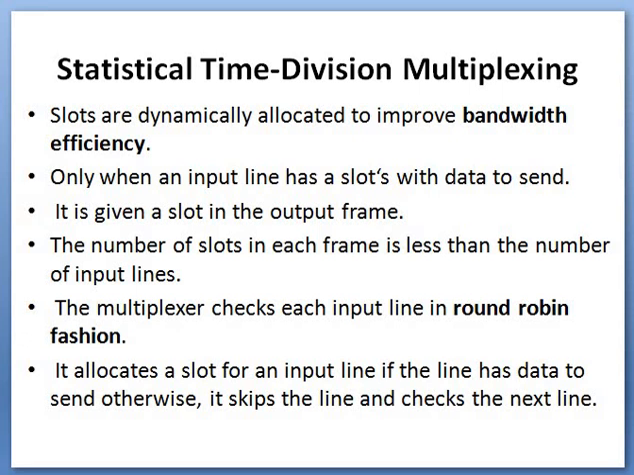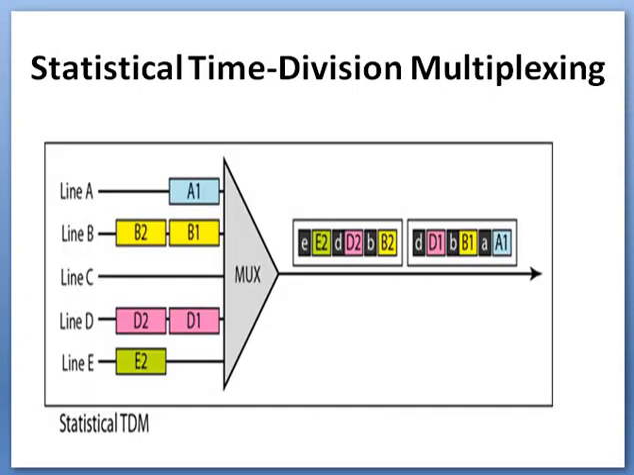The multiplexer checks each input line in round robin fashion. It means it allocates a slot for an input line if that line has data to send. Otherwise, it skips the line and checks the next line. Figure shows statistical time division multiplexing. Some slots are empty because the corresponding line does not have data to send, such as line C, and no slot is left empty as long as there is data to be sent by an input line.